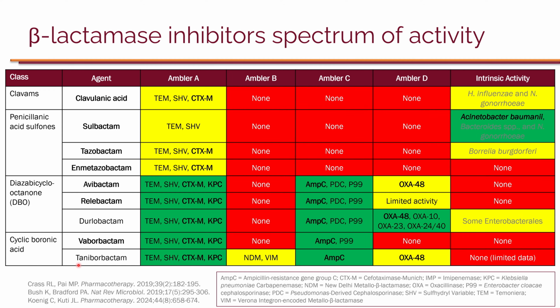And lastly, taniborbactam, which as of this recording is still under development. It is not on the market yet. It has activity against ESBLs and KPC. It has activity against some class B, so this is the first time we have a beta-lactamase inhibitor that may inhibit some of the common class B. It's not all of class B. For example, IMP is not inhibited by this, but certainly NDM and VIM are. It also inhibits AmpC and has activity against OXA-48.